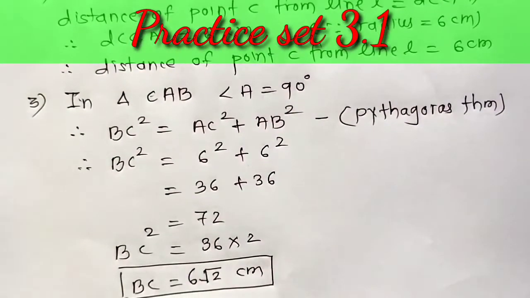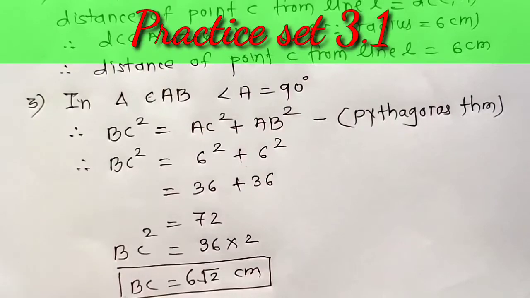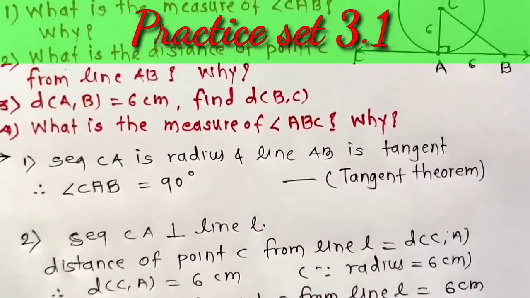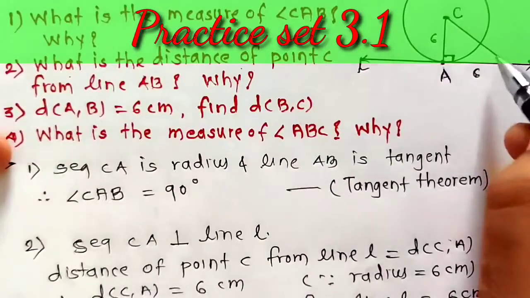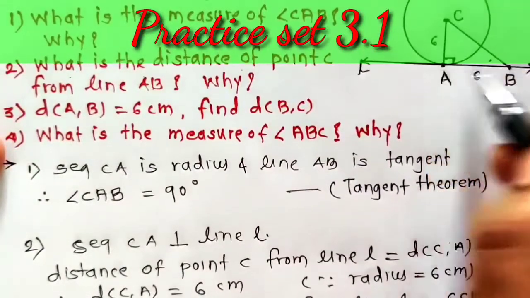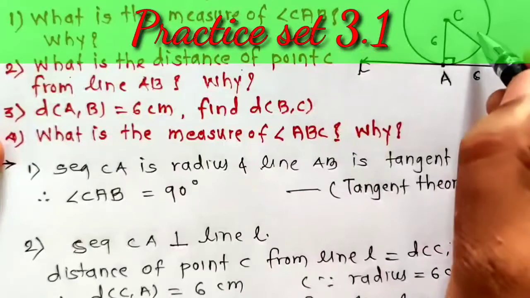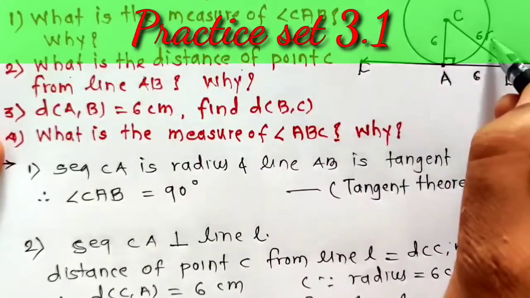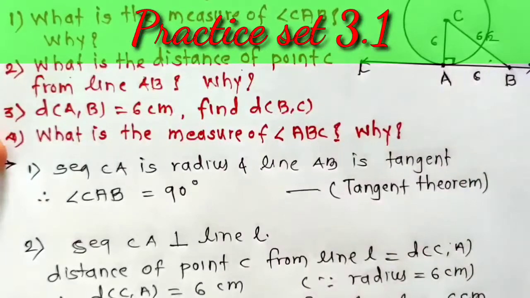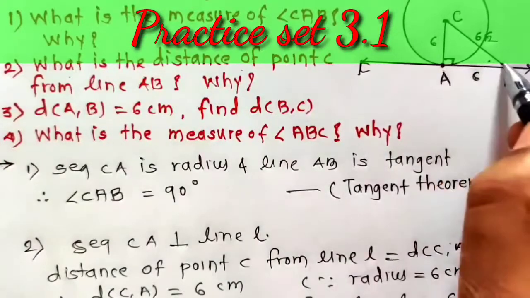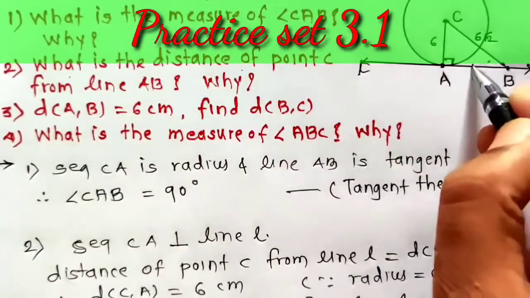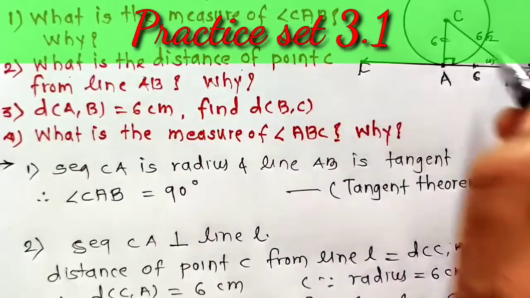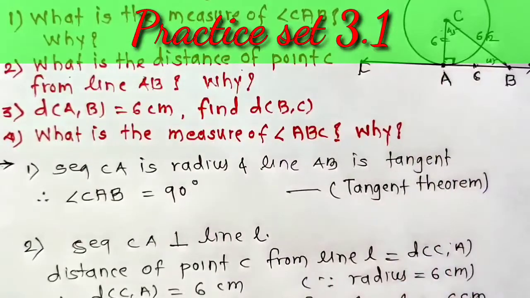Now next one, the fourth and final question. What is the measure of angle ABC? Here this BC we get as 6 root 2, and here AB is equal to AC. Both are congruent, and it is a right angle triangle, therefore it is a 45-45-90 triangle.